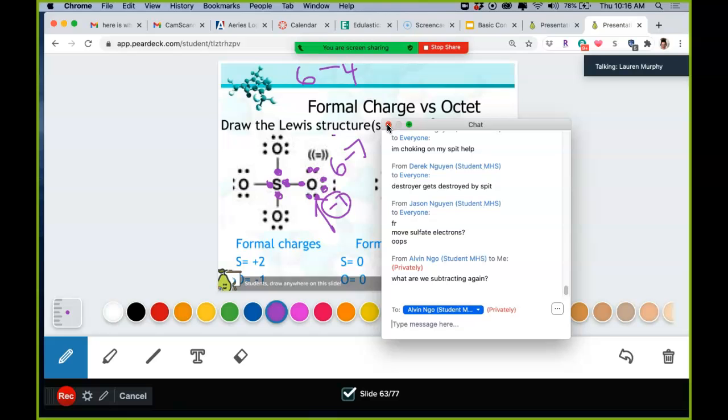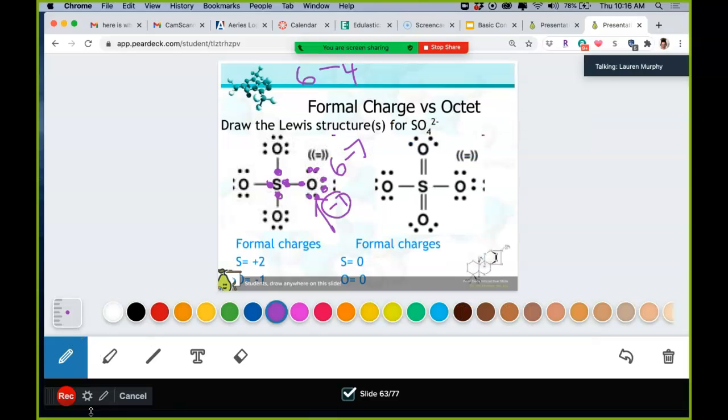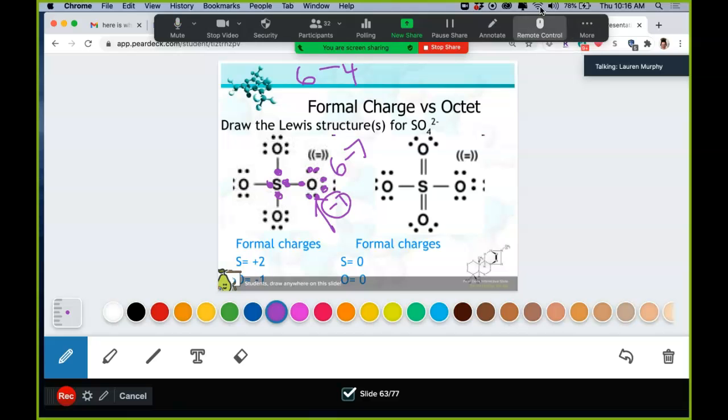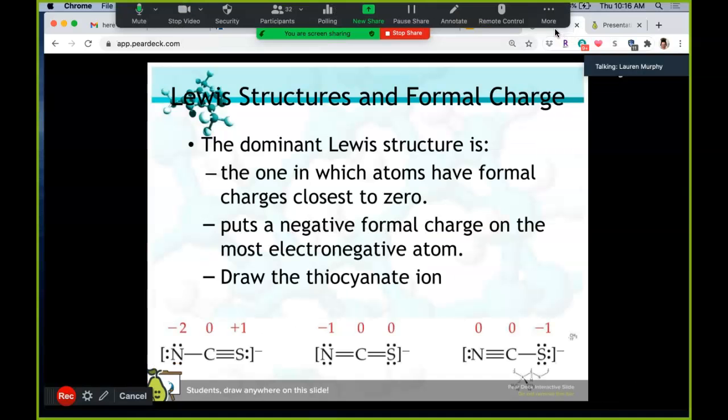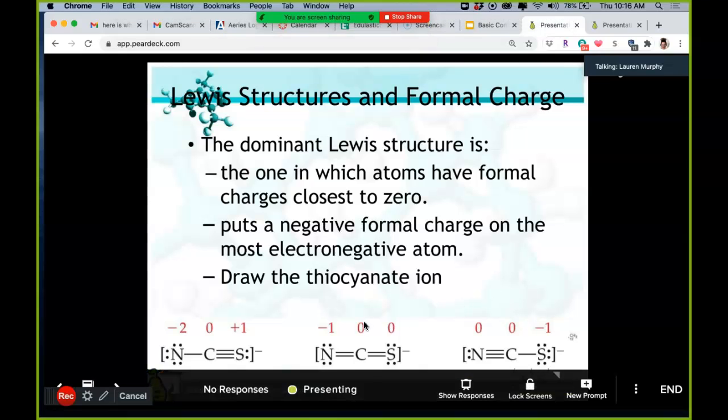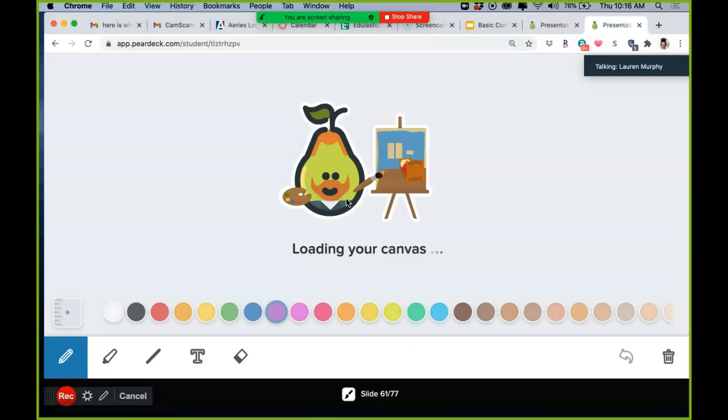So we didn't have this issue with the thiocyanate. We picked this one, and it was this one for certain.